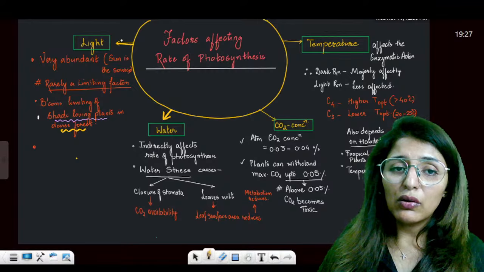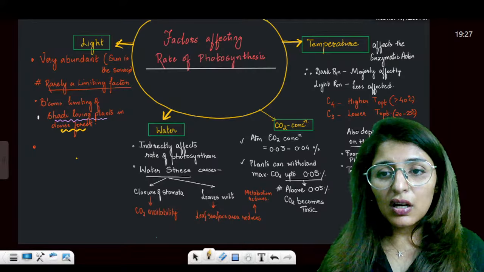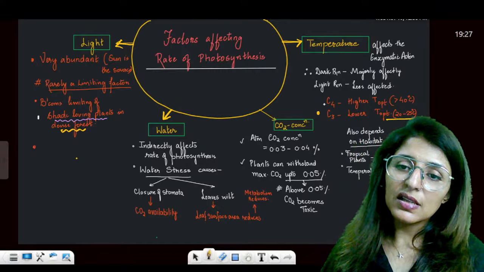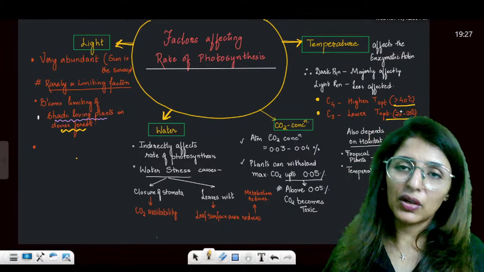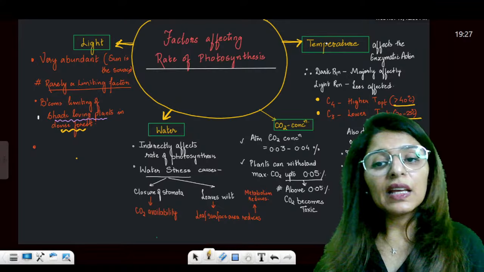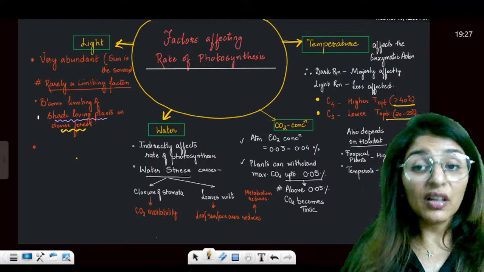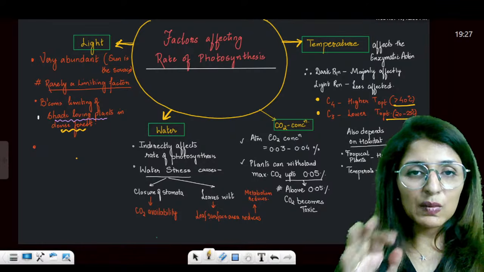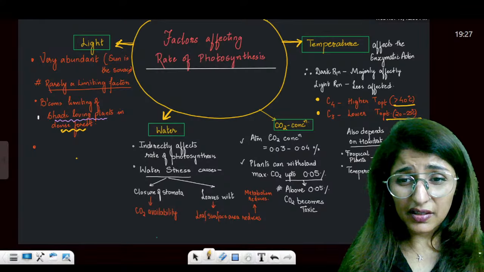Then we'll talk about temperature. So temperature has to be optimum. The best temperature for C3 plants is between 20 to 25 degrees Celsius, while C4 plants can work at a higher temperature, around 40 degrees Celsius or a little above. Is that clear? Now, how does temperature really affect? Temperature doesn't affect the light reaction. Temperature is going to affect the dark reaction, because the dark reaction is enzyme based. And we know that enzymes are temperature specific. So the dark reaction is affected.